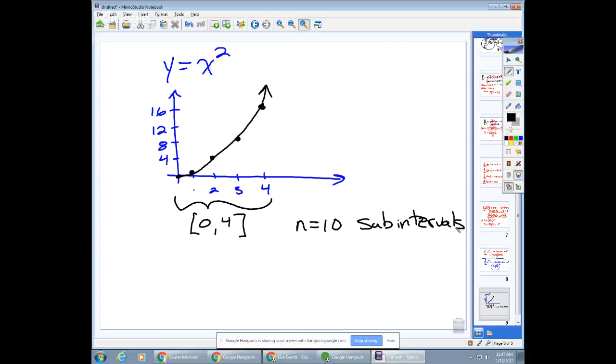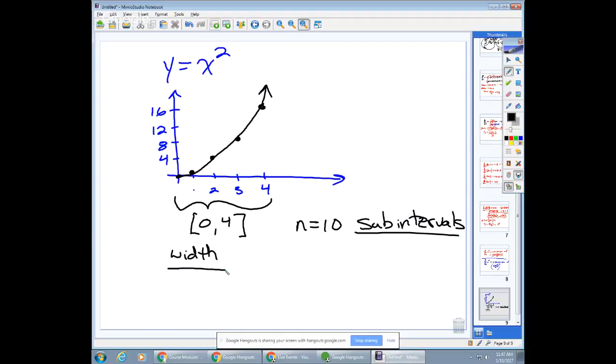All right, so let's see. How big is my interval? How long is it? It's 4 units wide, right? So my total width of the interval is 4. So that's the width. And typically, we want all of our subintervals to be the same width. Do they have to be? Nope, don't have to be.